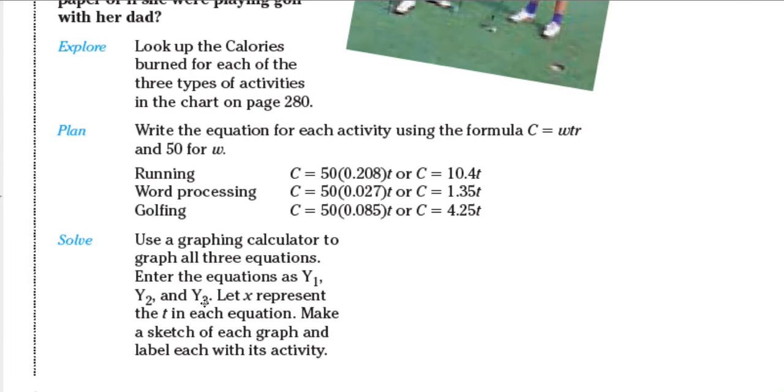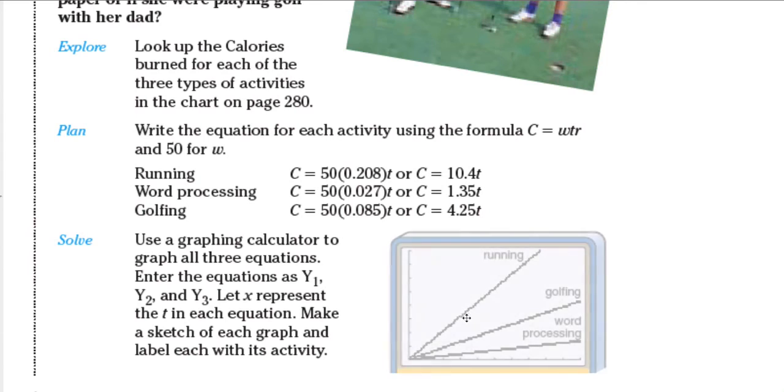Now, if you use a graphing calculator to graph all three equations, we want to enter y1, y2, and y3, and let x represent the t in each equation, then make a sketch of each graph and label each with its activity. Remember, y1 is your C, because C is your dependent variable, and x represents your t because t represents your independent variable. So if you use a graphing calculator, or if you simply downloaded GeoGebra and typed these equations, C equals 10.4t, C equals 1.35t, and C equals 4.25t, this is what you're going to end up with.